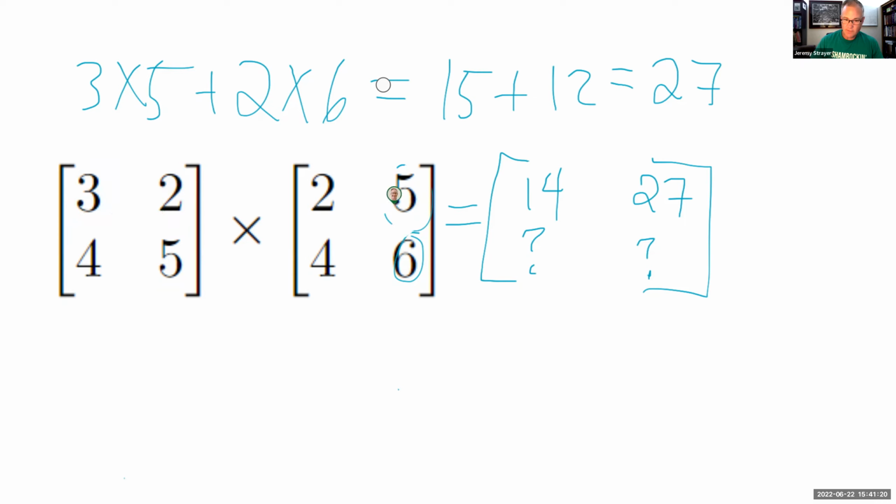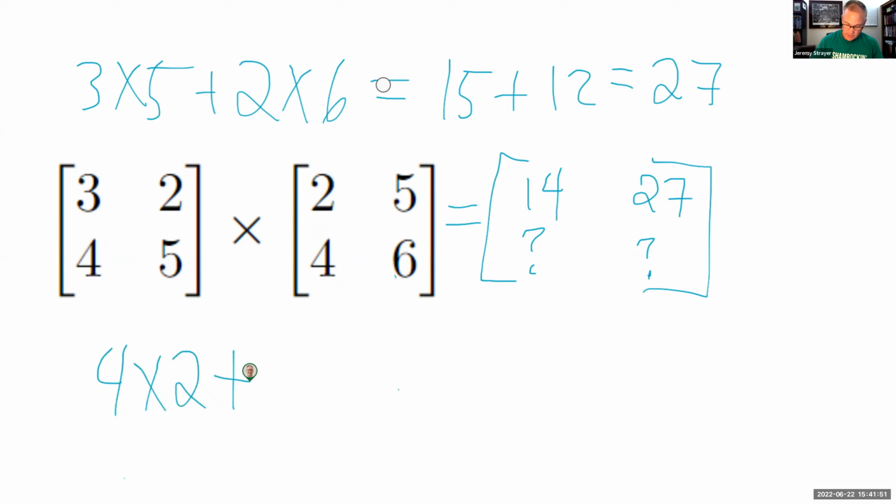Well, let's move on to the second row. So here's the second row of the answer. So this question mark, the number that goes here, we will use the second row. It's in the second row and the first column. So we'll use the second row of the first matrix and the first column of the second matrix, since this is in second row, first column of the answer.